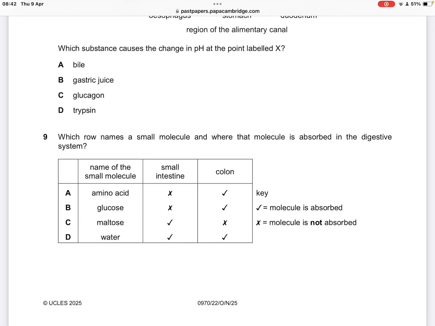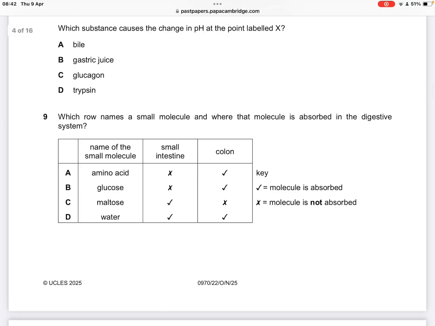Well, that wouldn't really make sense, because actually it would be the small intestine where it's absorbed, and the colon is the large intestine, where that's not really about absorbing the breakdown of food in a great deal, to be honest. So no, A is not right. B, we've got the same problem. Glucose is mainly absorbed in the small intestine, and again we've got a cross for that, so that can't be right. So let's get rid of A and B.